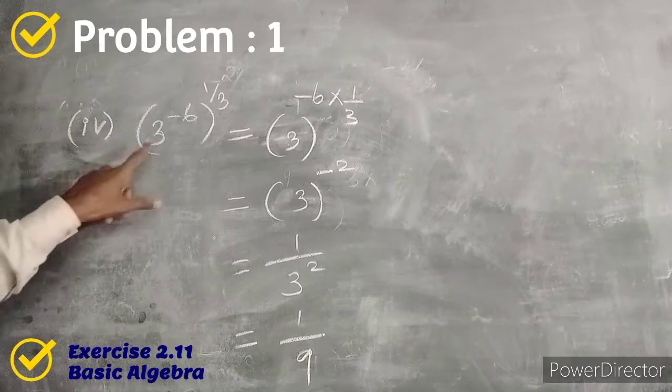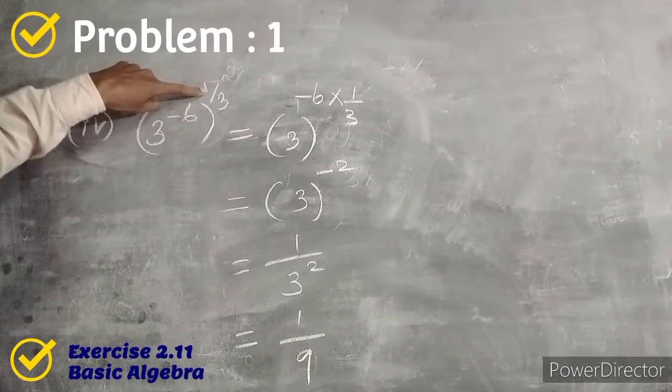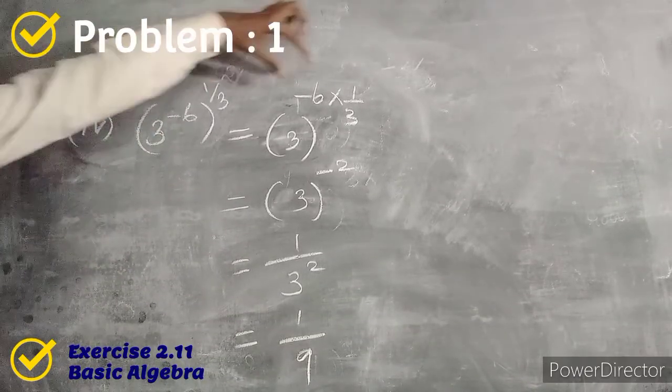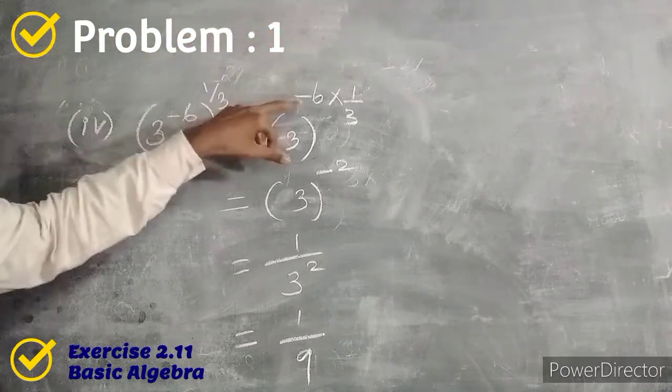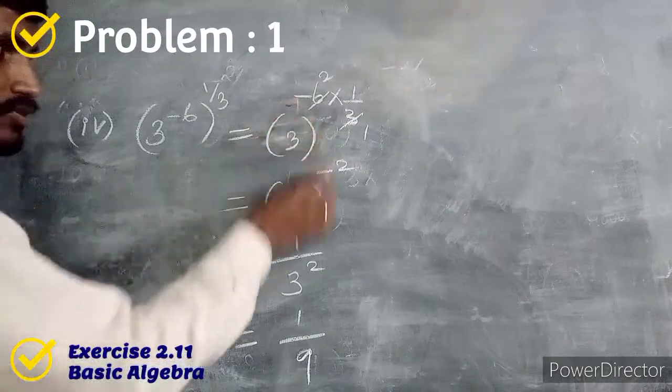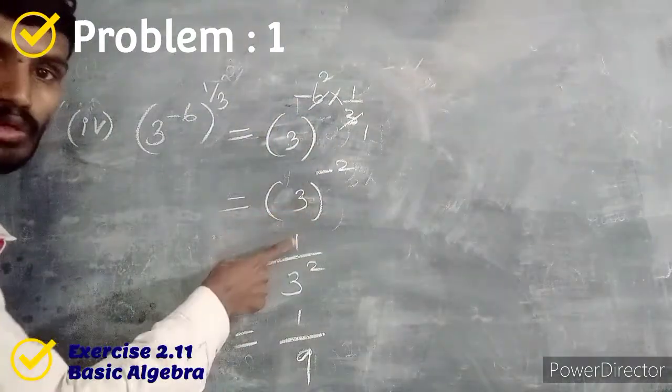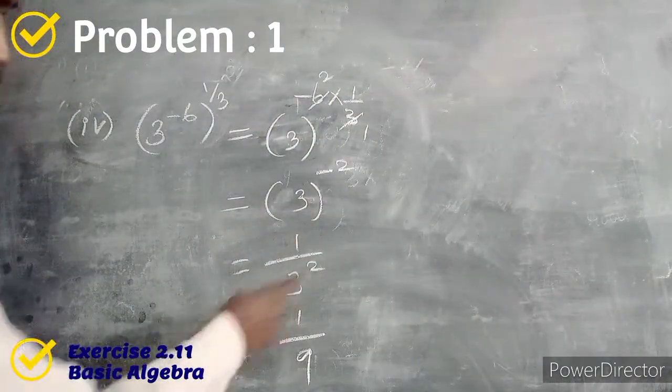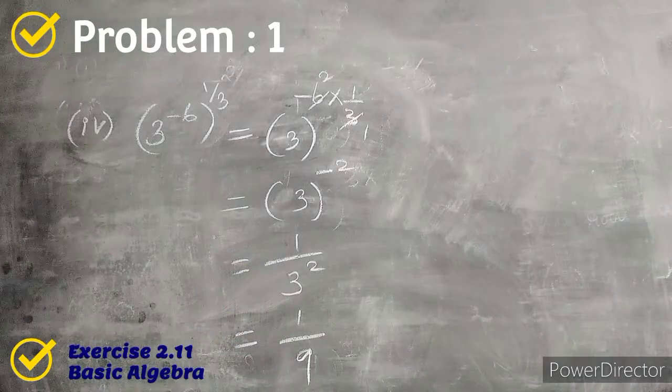Fourth subdivision, 3 power minus 6 the whole power 1 by 3. So here multiply the powers. Therefore minus 6 into 1 by 3, that is minus 2. So 3 power minus 2. 3 power minus 2 will be 1 by 3 power plus 2. 3 power 2 is 9. So the final answer is 1 by 9.